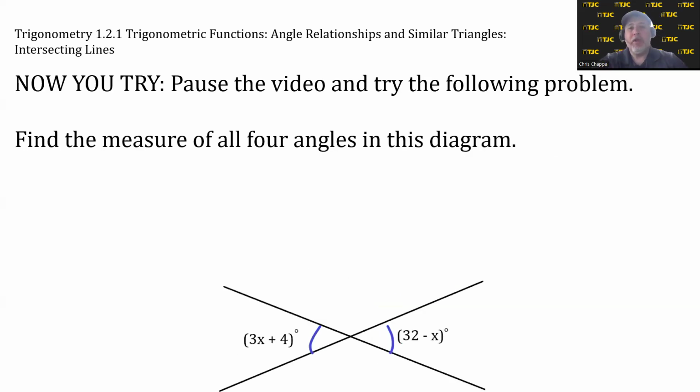Now you try. Pause the video and try the following problem. Find the measures of all 4 angles in this diagram. All right, if you haven't paused it and tried it, now's your last chance. I'm about to reveal the solution in 3, 2, 1.